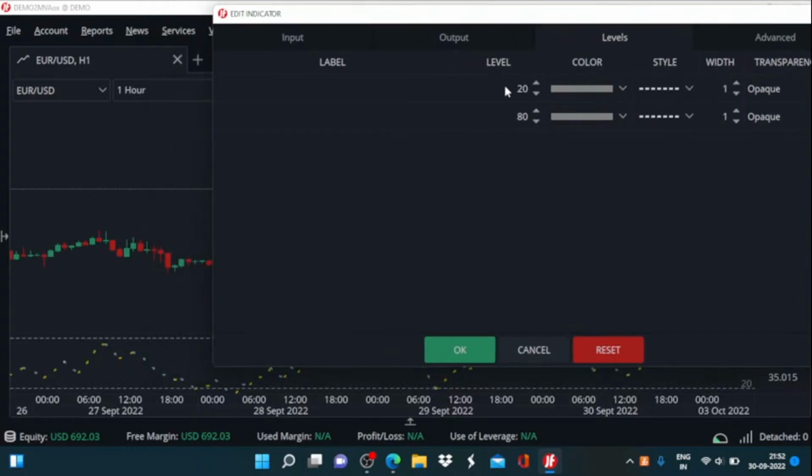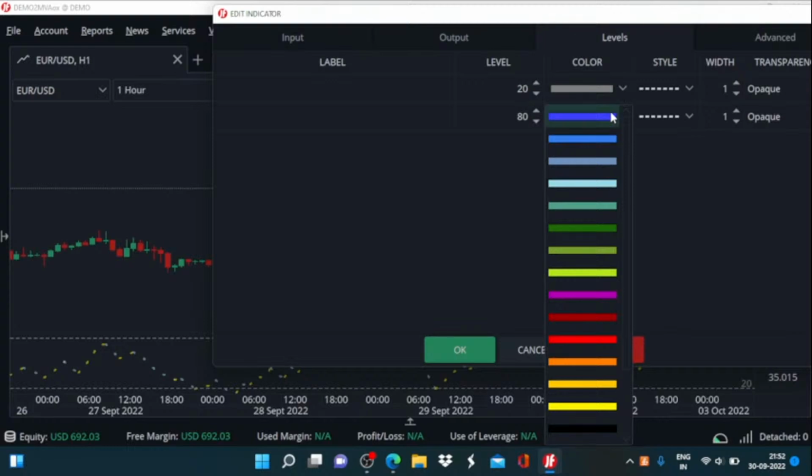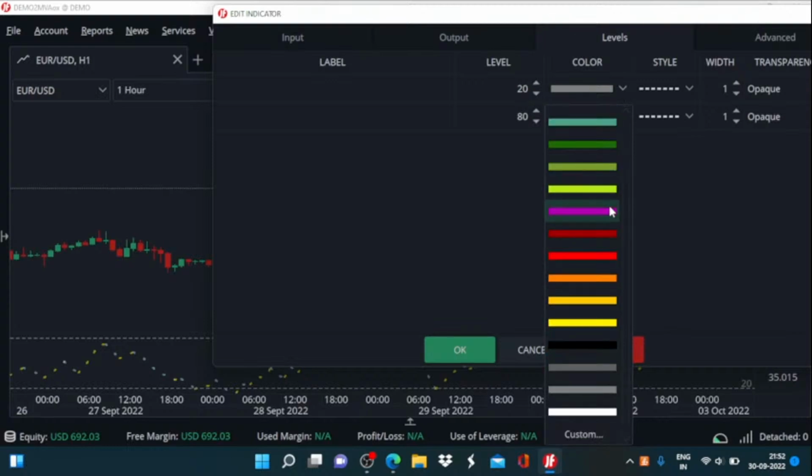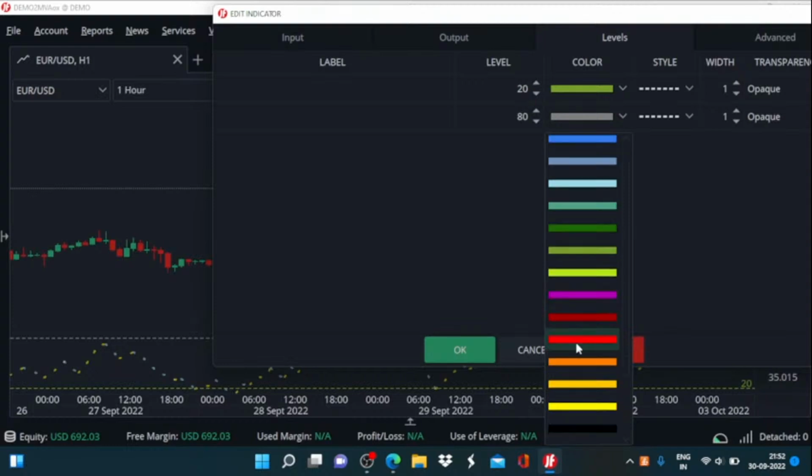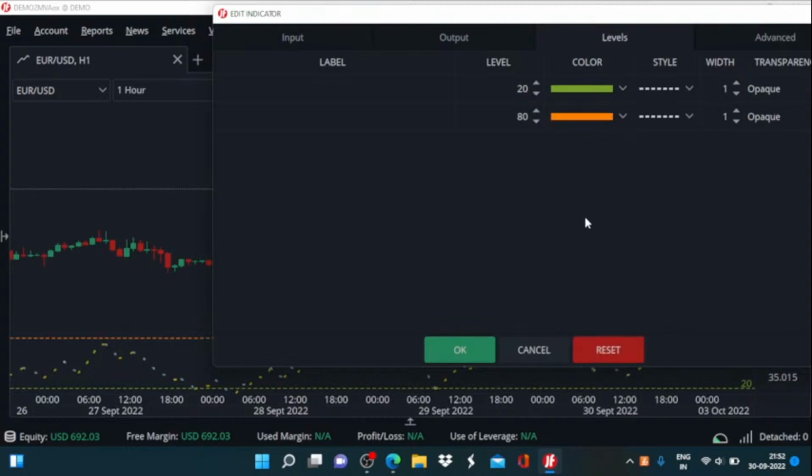Levels, the 20 on the lower side and 80 on the upper side, you can tinker with these color combinations also. Suppose if you want 20 to be colored green and 80 to be a bit of orange, then you can do that as well.